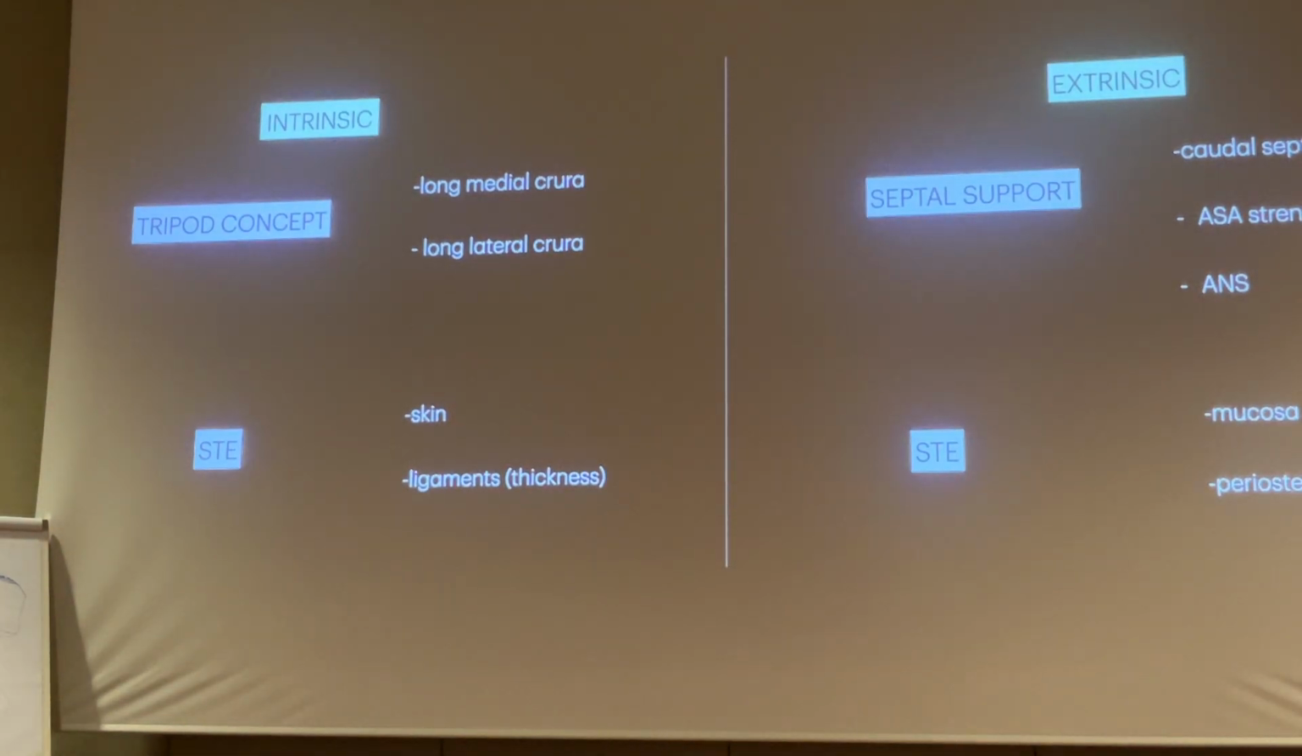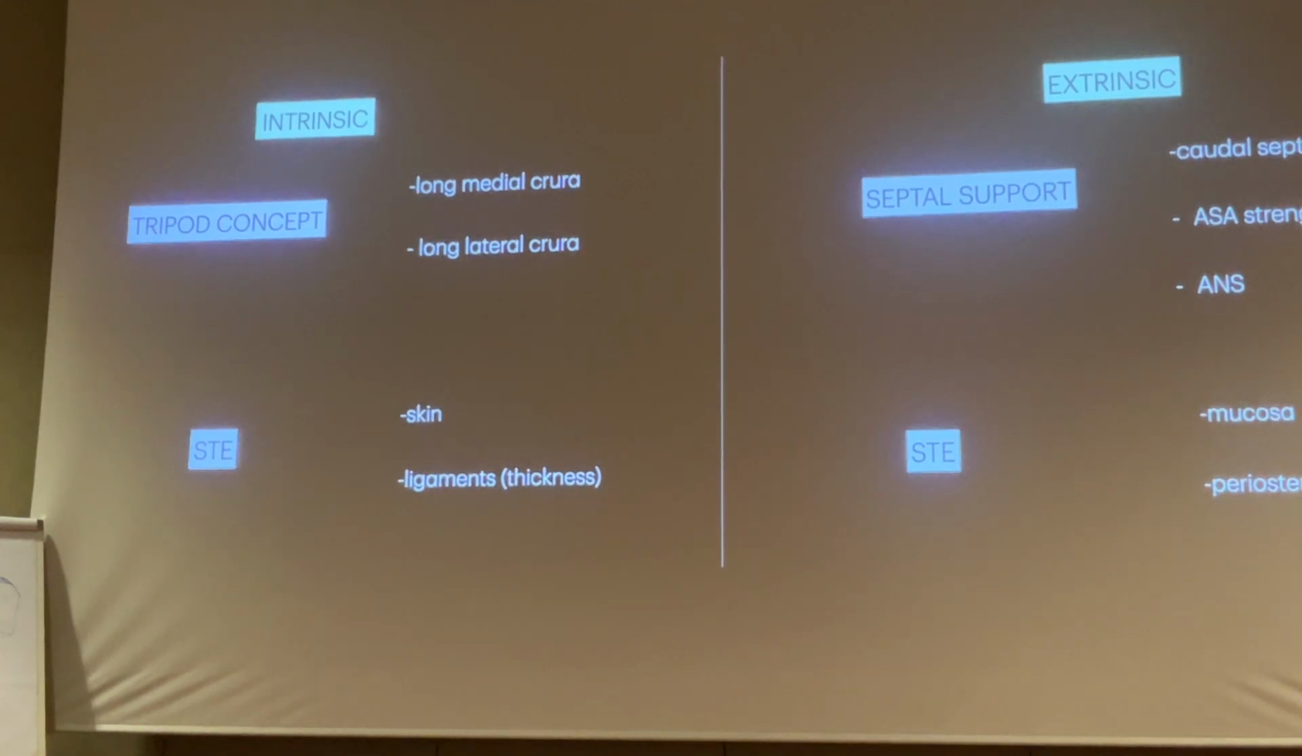So this means that we have intrinsic tip support and extrinsic tip support. About the intrinsic, we can say that the tripod concept is totally right. I mean, long medial crura, long lateral crura, but we have to consider also that for the intrinsic support we have soft tissue envelope, which means skin thickness and ligament thickness. Sometimes we have excessive SMAS, too much SMAS, okay, that here can give support. While about the extrinsic, we have septal support, so we have caudal septum length, anterior septal angle strength.